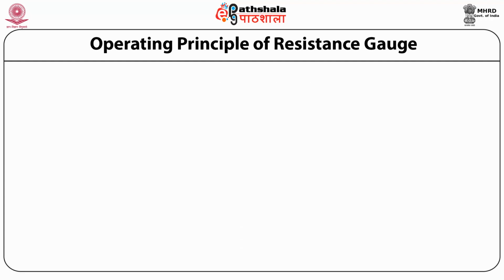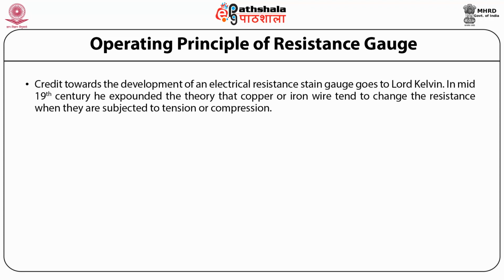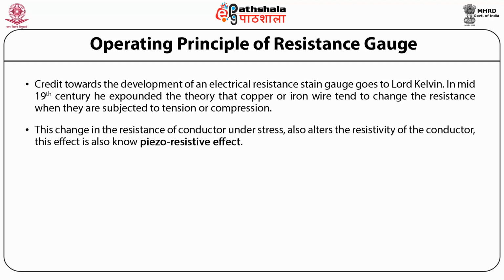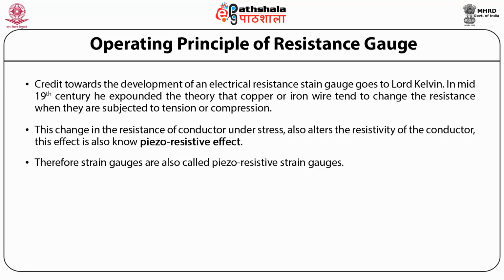Operating principle of resistance gauge. Credit for the development of the electrical resistance strain gauge goes to Lord Kelvin. In the mid-19th century, he expounded the theory that copper or iron wire tends to change its resistance when subjected to tension or compression. This change in resistance of a conductor under stress also alters the resistivity of the conductor. This effect is known as the piezo-resistive effect. Therefore, strain gauges are also called piezo-resistive strain gauges.